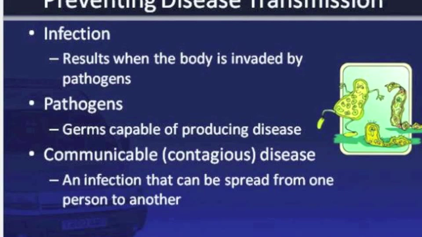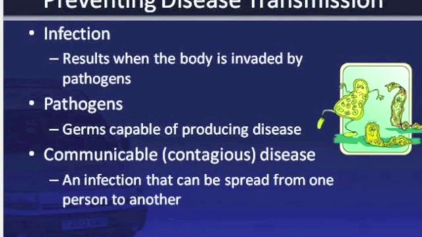An infection is the result when the body is invaded by pathogens. Pathogens can be various different things. They can be bacteria, they can be viruses, they can be parasites. Ultimately, they're a germ capable of producing disease.